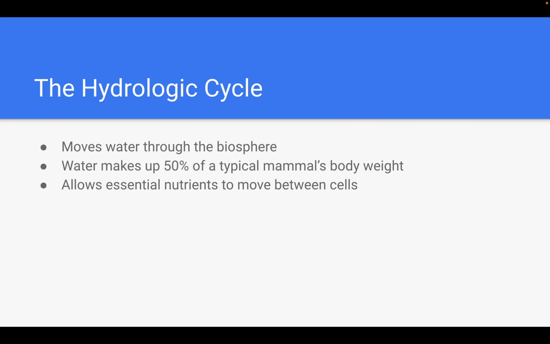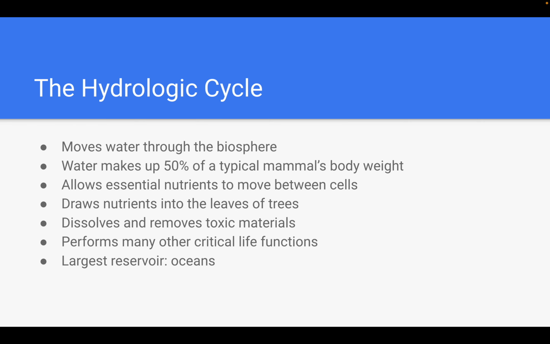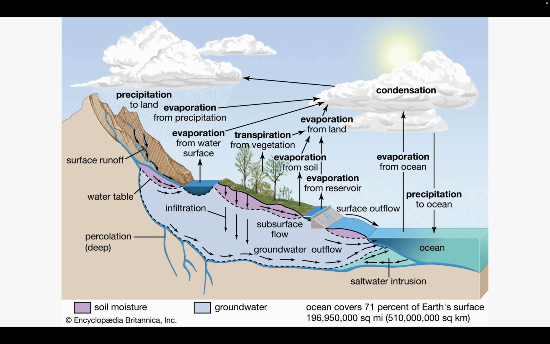Now, this allows essential nutrients to move between cells and draws nutrients into the leaves of trees. The important things about it is that it dissolves and removes toxic materials. It's an excellent mode of transportation, and performs many other critical life functions, not only for humans, but for basically every species on Earth. The largest reservoir is oceans, the open ocean.